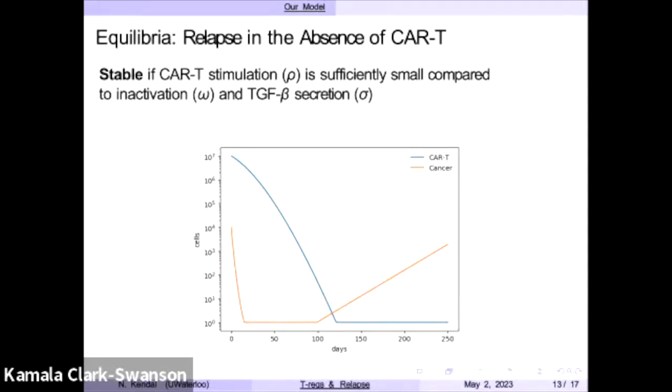And so what we see here is, again, a little bit of a janky plot, but the cancer cells in orange die out, and then they start coming back. But the CAR T cells, once they decline, stay dead. And this is something that the other models so far haven't been able to reproduce. And it's a great piece of evidence that these T regulatory cells are what we should be looking at.